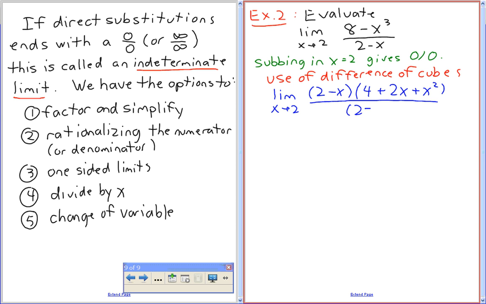Patrick, why am I happy? Right? Remember, you always have to think about what's causing the problem. What was causing us the problem was 0 in the denominator. Okay? The 2 minus x is gone, yay. Like, this is big time, happy time. Lovely. So I'm left with the limit as x approaches 2 of 4 plus 2x plus x squared. I am happy right now.